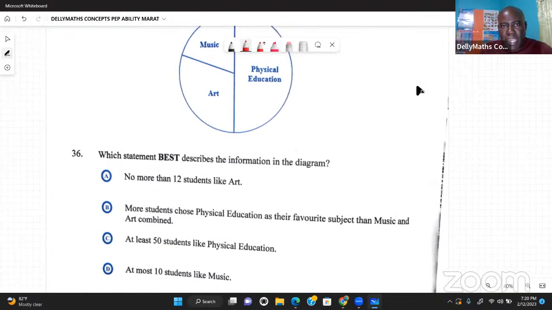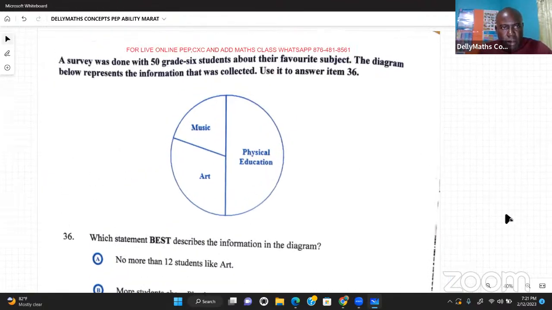So we're going to have to pick at the table and come back. Let me move this off. So we're going to have to pick at the things, go through them one by one and see if it is correct. Which one is best? A, no more than 12 students like art, right? Now let's go back to see if we got a number to see how many, right?